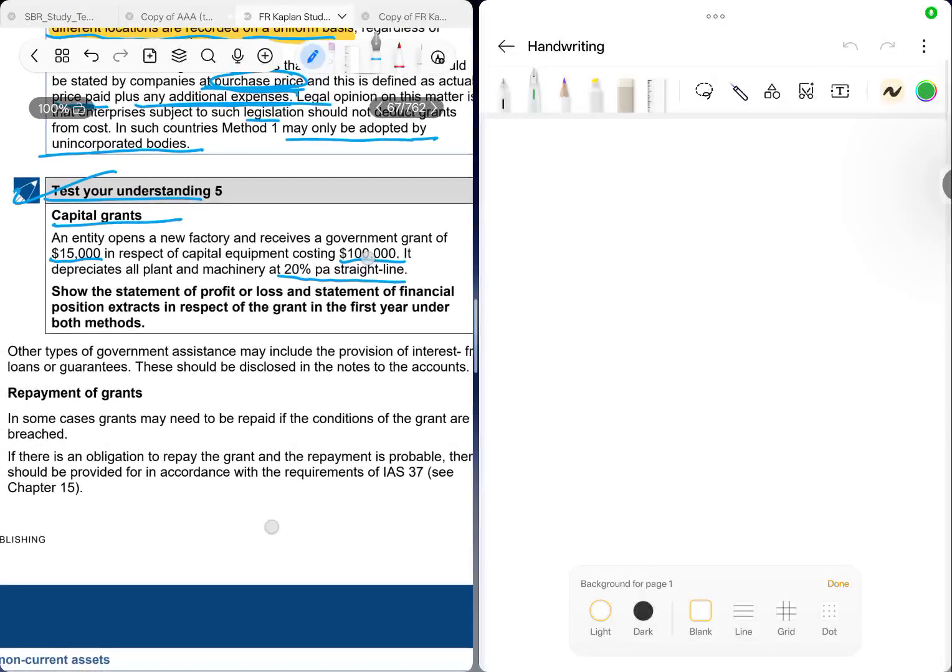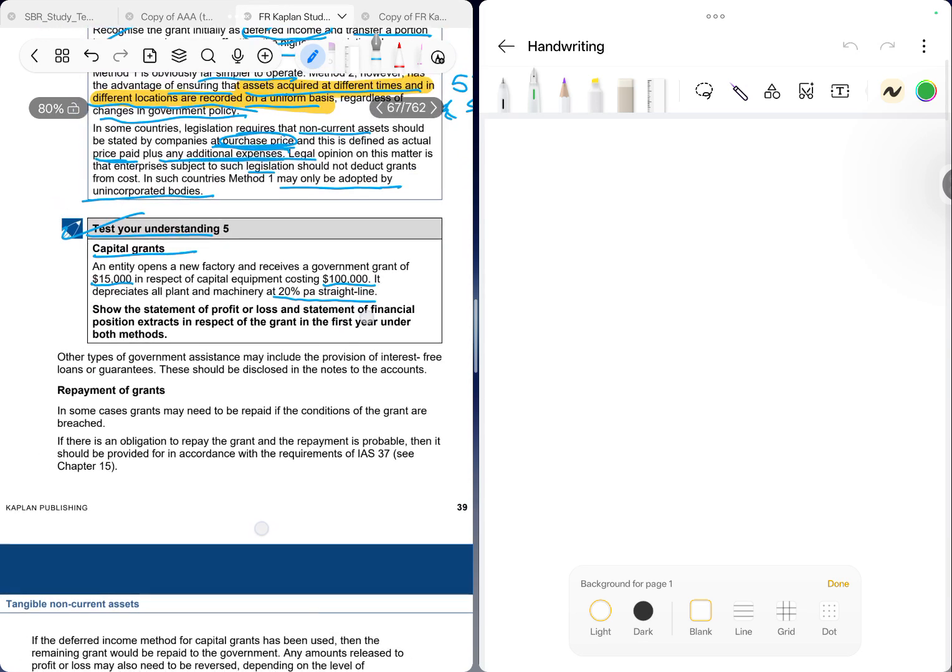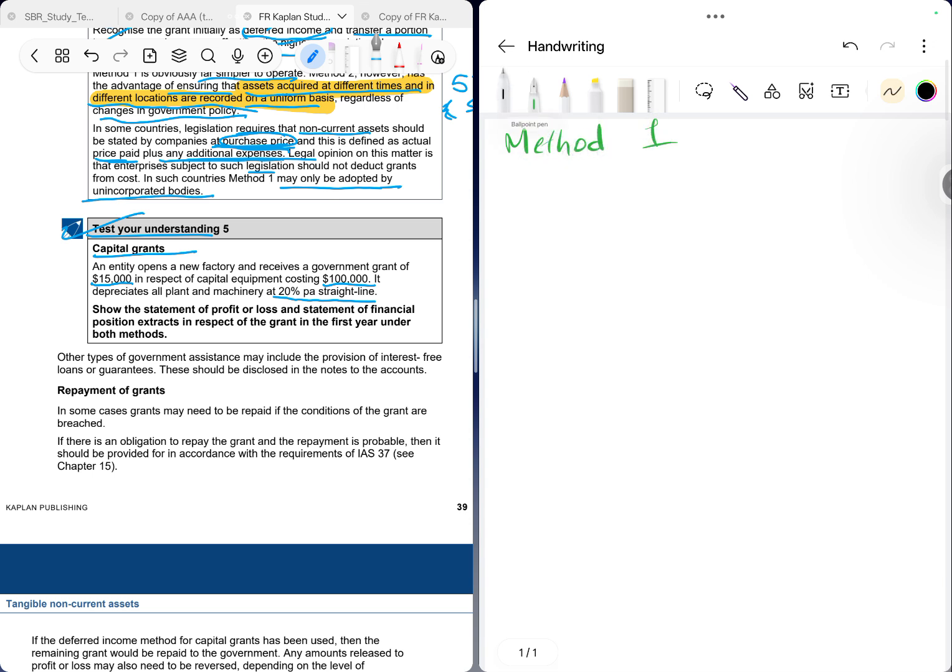So, first method. What it is with this method is very simple. I hope no one makes mistakes in this method. In this method, what is the value of the non-current asset? It's $1 lakh. So we'll just deduct this 15,000 from our $1 lakh. I'll write it down. So this gives us 85,000.